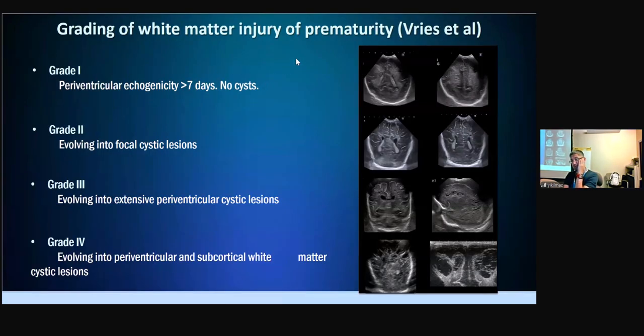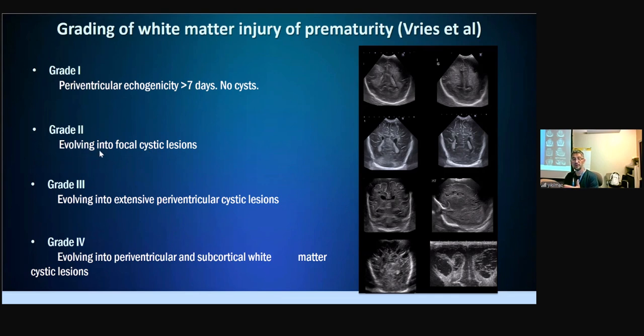This is the classification done by Brias et al., maybe 50 years ago. Grade 1 is periventricular echogenicity lasting over 7 days. There are no cysts at this stage. This is the example I could find.